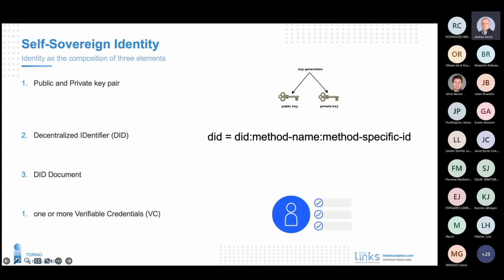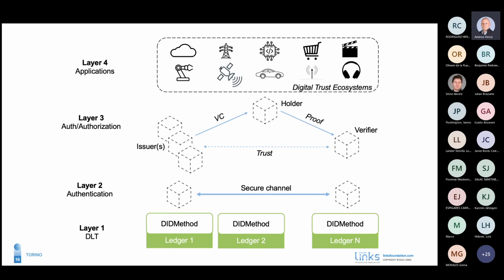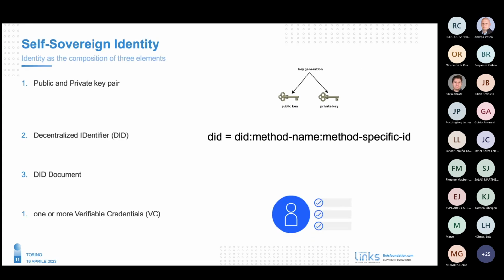First of all, and this is the very first element of any digital identity, there is a key pair, a public key and a private key. So every single node in a self-sovereign paradigm needs to generate its own key pair. Then at layer 2, there is the concept of decentralized identifier.